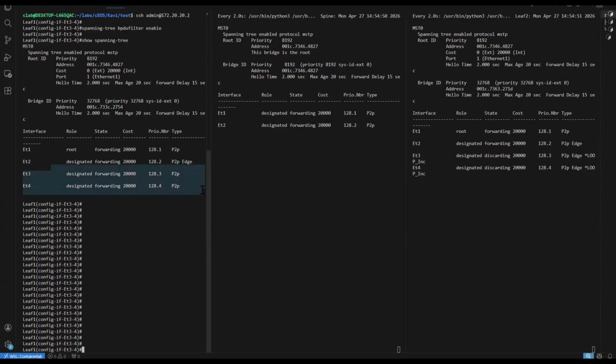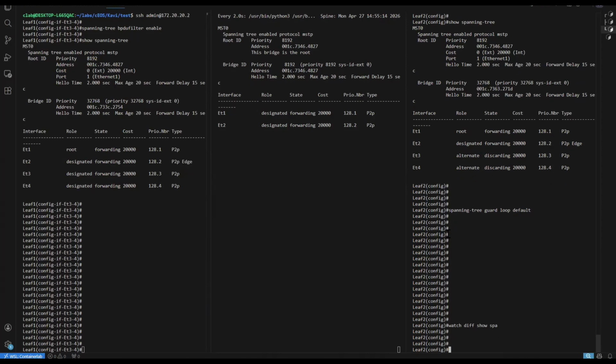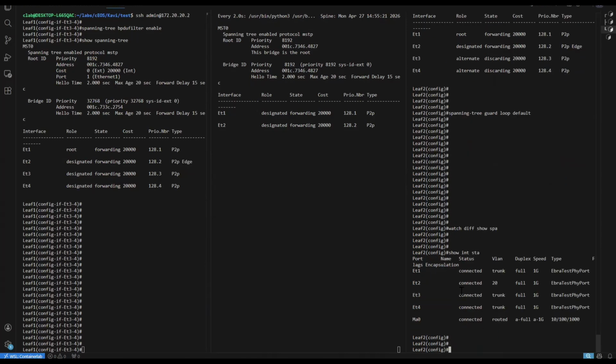And if you can see here, ET3 and ET4 on leaf 1 are still forwarding data traffic, because they're not sending or receiving BPDUs, but they're still sending data traffic. So we are discarding on leaf 2. Let me see the show interface status. The interface status is still connected, but the spanning tree is discarding.